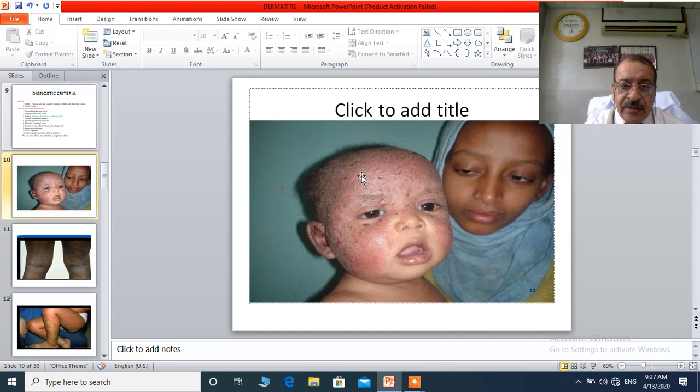You can see that this child has erythematous papular lesions, and due to excoriation there are excoriated lesions, and moreover there are scales all over the scalp. So this is a typical picture showing a child having atopic dermatitis.